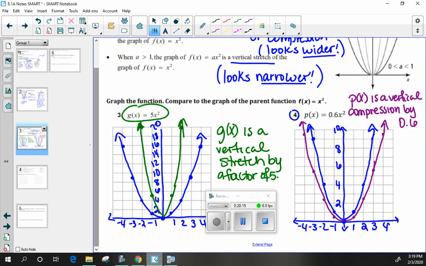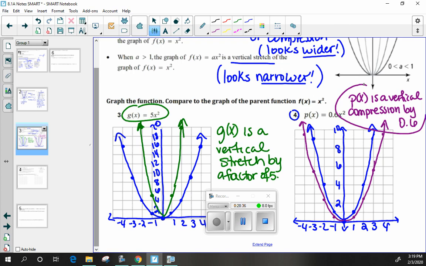Compared to the parent, you can see it does get wider, but we describe that as a vertical compression. So when you write your description comparing it to the parent function, this part right here is what I'll be searching for when I check the work: p of x is a vertical compression by a factor of 0.6, which is your a value.